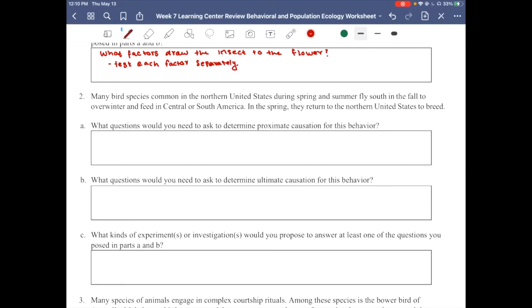All right, let's see. Okay, what questions would we need to determine for proximate cause? So one other question we could ask for the proximate cause is how do birds know when to fly north? Because that's the mechanism that they use. So that would be one of the proximate causes of behavior.